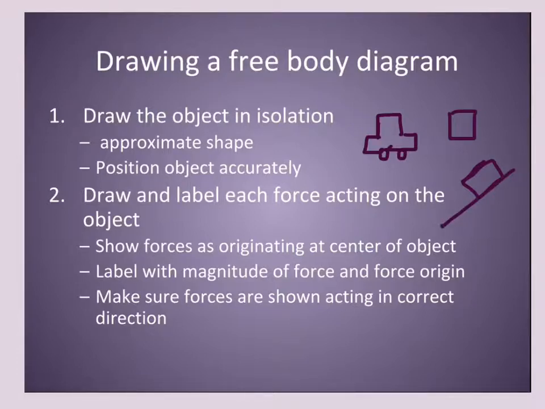Then you draw and label each force that's acting on the object. And forces are always shown acting out of the very center of the object. They get labels with the magnitude of the force and the name or origin of the force if we know it. Because they are vectors, it's really important that they have arrows on the ends. You'll remember that from our work with two-dimensional motion. And you want to make sure that all those forces are shown acting in the correct direction according to the problem. So let's practice one of these together.